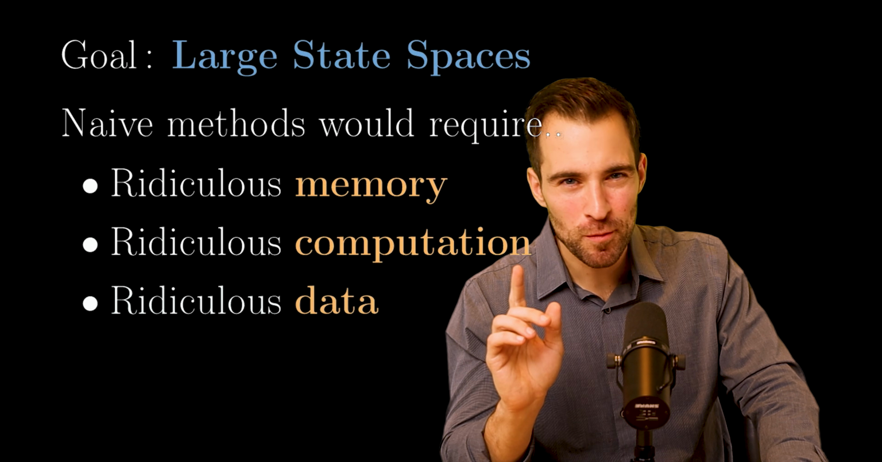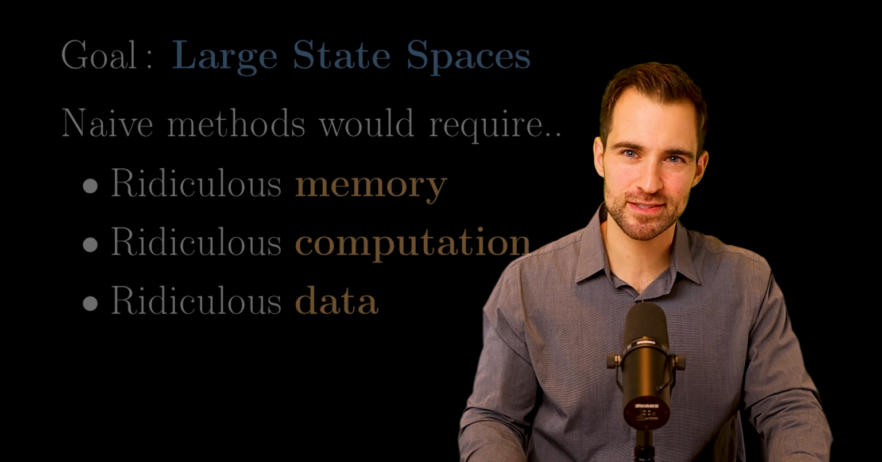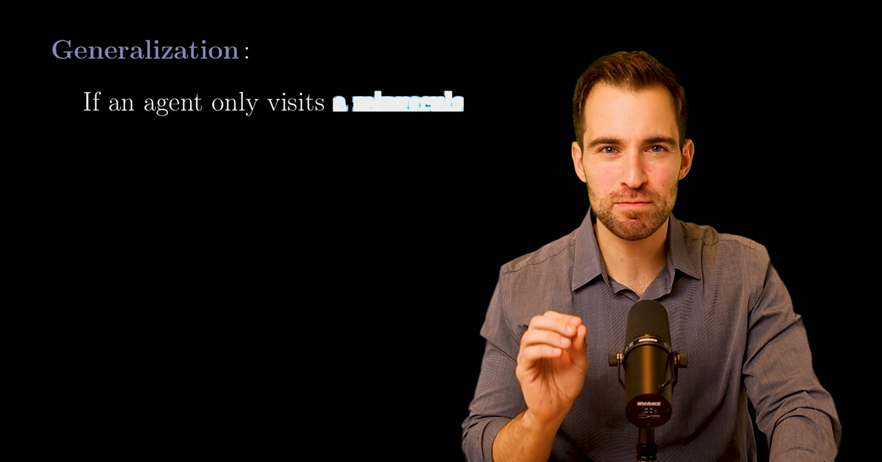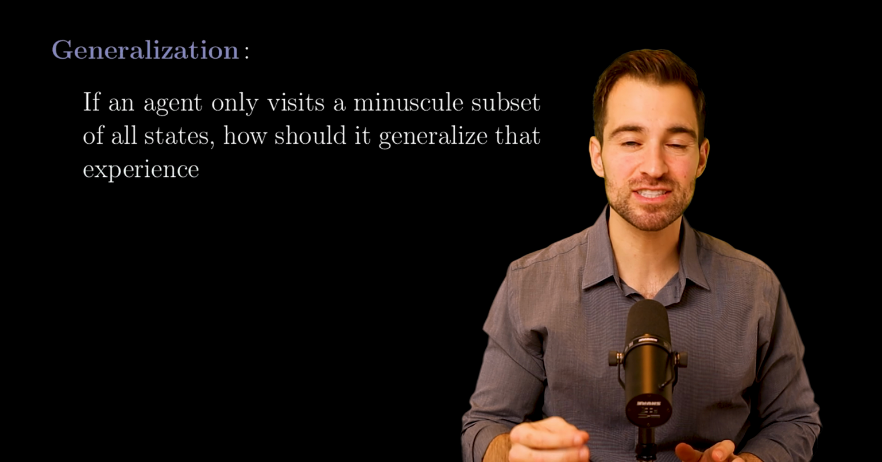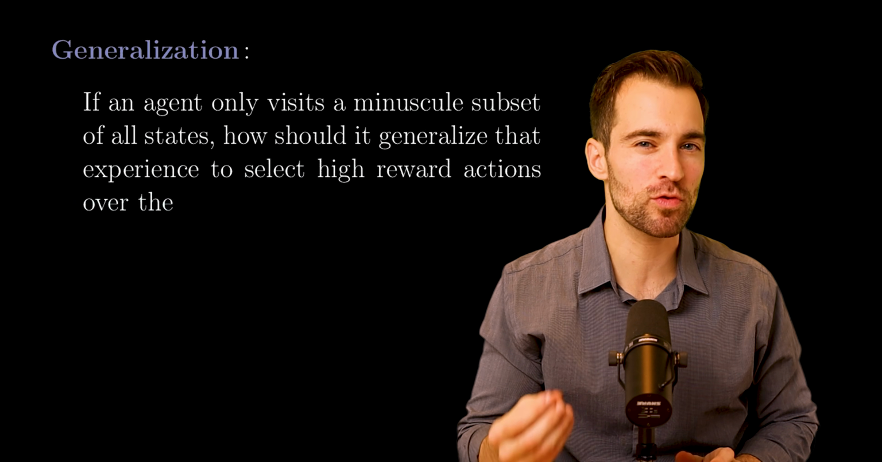But we also have brilliant people thinking about this for decades. Their ideas start with a change of perspective. They recognized our challenge really is generalization. That is, if an agent only visits a minuscule subset of all states, how should it generalize that experience to select high reward actions over the remaining states?